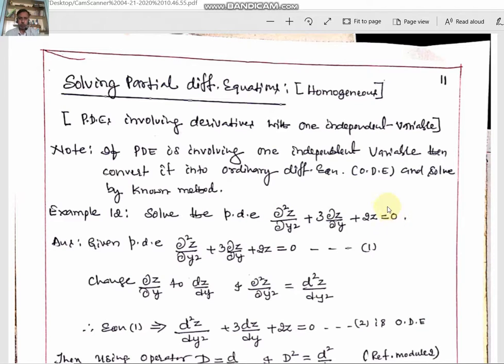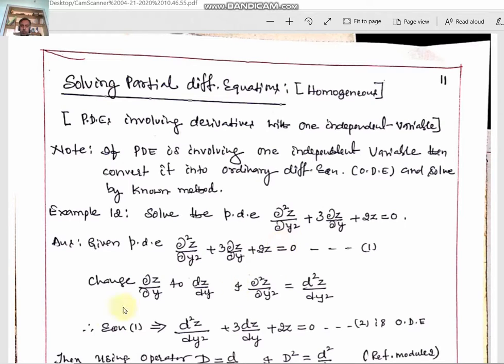So in the homogeneous type, what we do is convert this kind of PDE into an ordinary differential equation of order 2. How can it be converted? We change ∂z/∂y to dz/dy. If ∂z/∂x is present, it will be changed to dz/dx. And in the second-order term, ∂²z/∂y² is changed to d²z/dy². That becomes an ordinary differential equation.